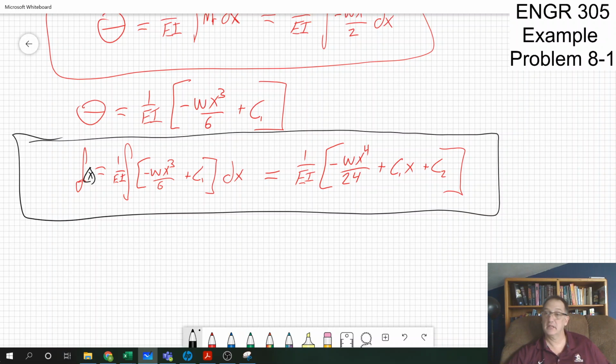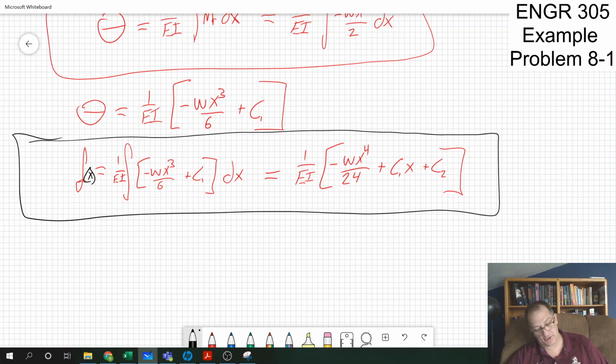And unfortunately, these aren't necessarily as pretty as some of the other boundary conditions that we might have had. But it's okay. We'll get it.